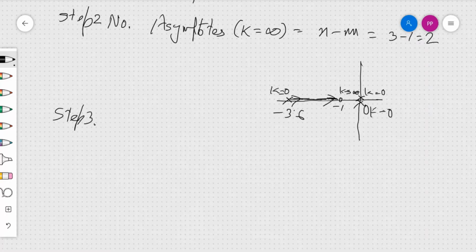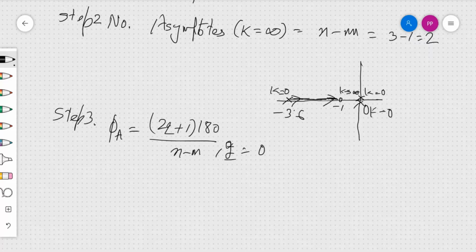3, let us find out the centroid, that is the crossing of the asymptotes at the real axis. So if we ask for the phase, that is the angle of asymptote, that is (2q plus 1) into 180 divided by n minus m, poles minus zeros. This is equal to, for q equal to 0, 1, 2 up to n minus m minus 1.